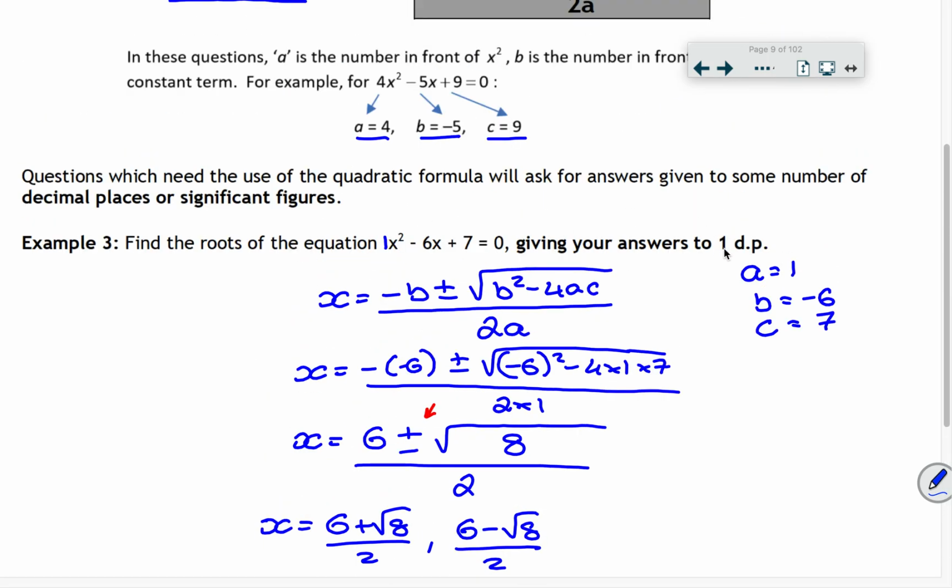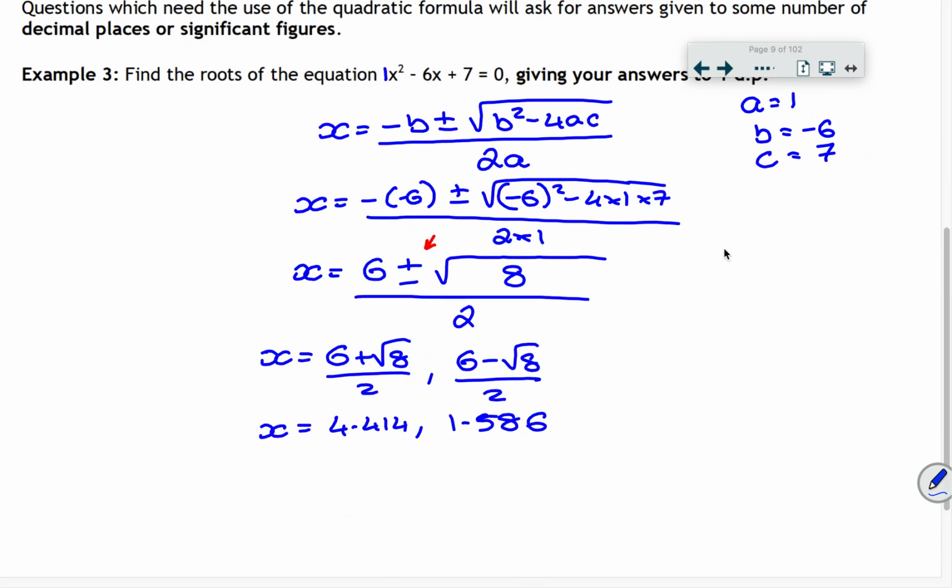So then all we need to do is just go ahead and round it to what it asks for. It says round to 1 decimal place. So x is going to be approximately equal to 4.4 or 1.6, and that's to 1 decimal place. So that's the roots, and we would never ever be able to get that if we factorized. Okay?